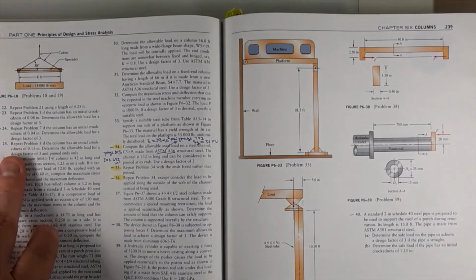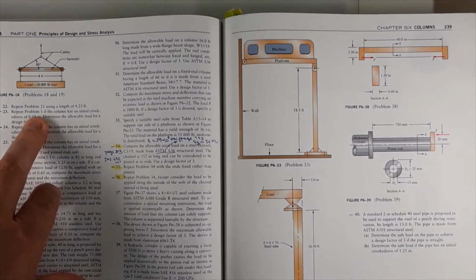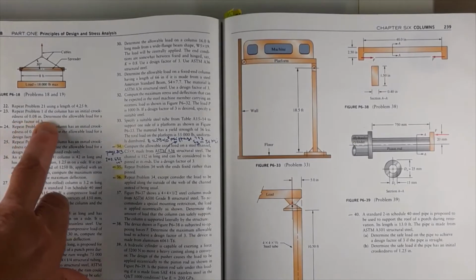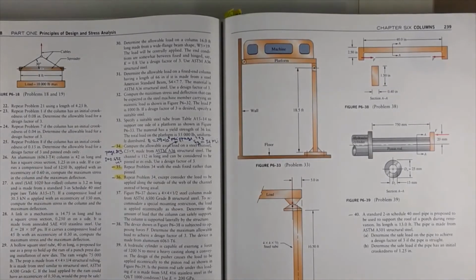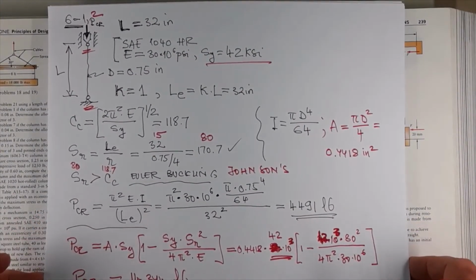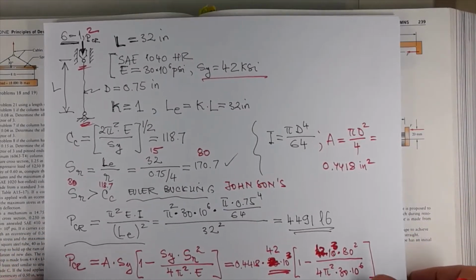This one is problem 1. It says, repeat problem 1. If the column has an initial crookedness of 0.08 inches, determine the allowable load for a design factor of 3. Okay, so we have the information from solving problem 1, what is in black, and we're going to consider the case where the column has some crookedness.